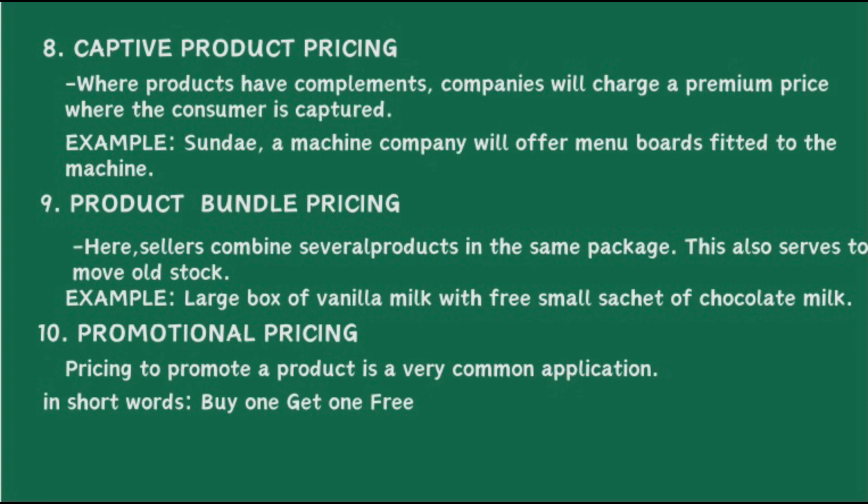Next, product bundle pricing. The seller combines several products in the same package. This also serves to move old stock. For example, a large box of vanilla milk with 3 small sachets of chocolate milk. Next, promotional pricing. Pricing to promote a product is a very common application. For example, ani is buy one take one.